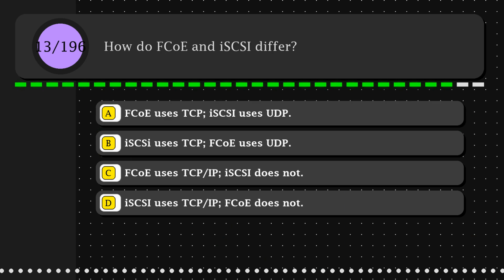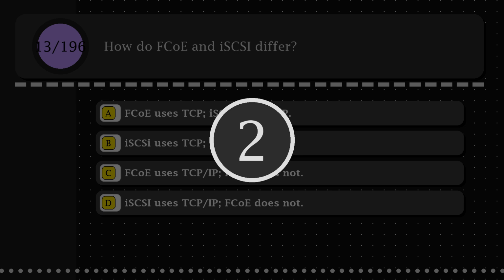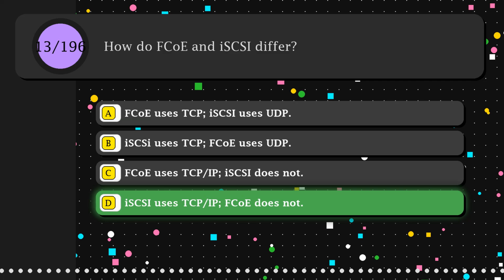Question 13. How do FCoE and iSCSI differ? Option A, FCoE uses TCP, iSCSI uses UDP. Option B, iSCSI uses TCP, FCoE uses UDP. Option C, FCoE uses TCP/IP, iSCSI does not. Option D, iSCSI uses TCP/IP, FCoE does not. The correct answer is option D, iSCSI uses TCP/IP, FCoE does not.